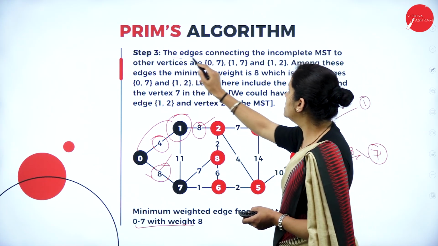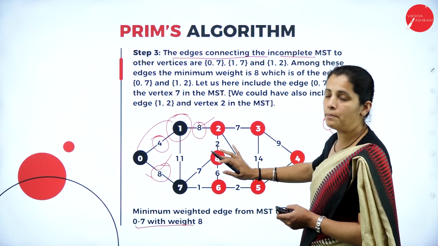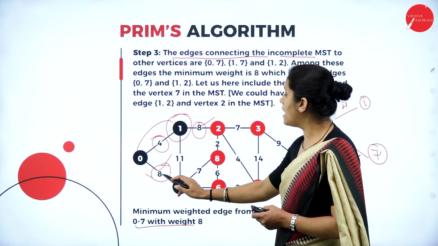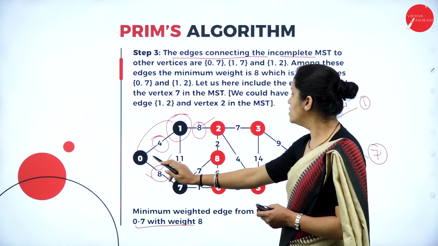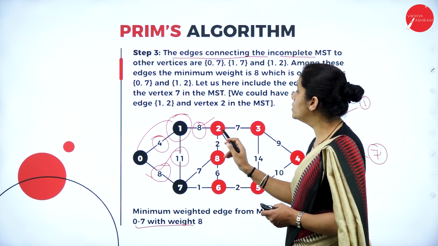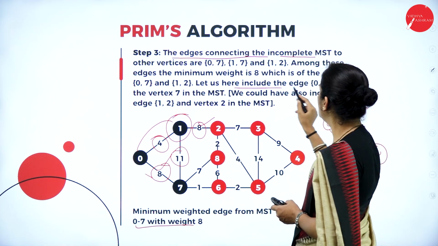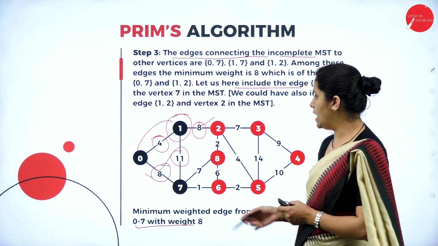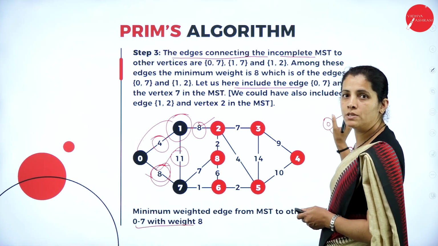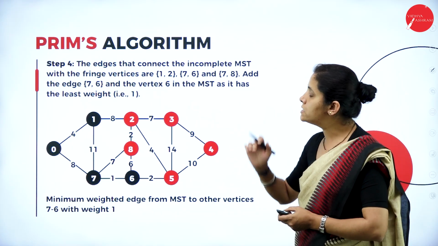So here are the edges connecting the incomplete minimum spanning tree to other vertices. So 0 to 7 I have 8. Next, 1 to 7 I have the weight 11, and 1 to 2 I have the weight 8. Now let us include the edge 0 to 7. So I'll consider the edge 0 to 7 in my minimum spanning tree. That's nothing but the MST. Let's go to step 4.